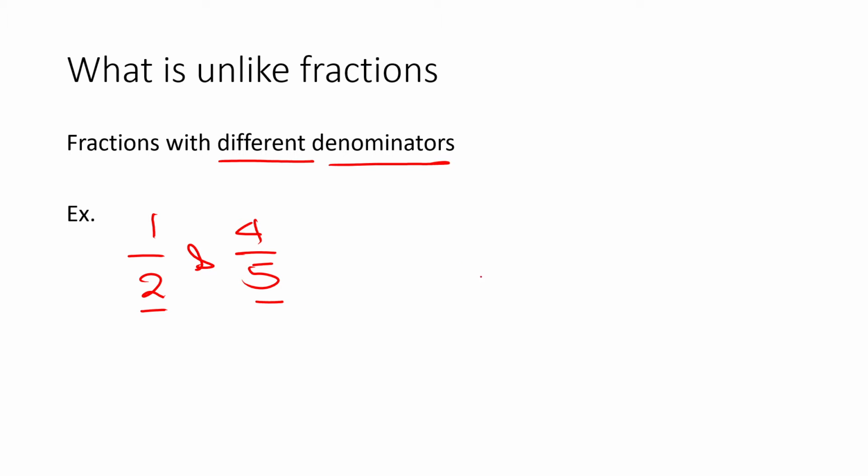Let's have another example. Let's say we have 7/9 and 3/13. Again, they have different denominators. One has 9 and the other has 13.